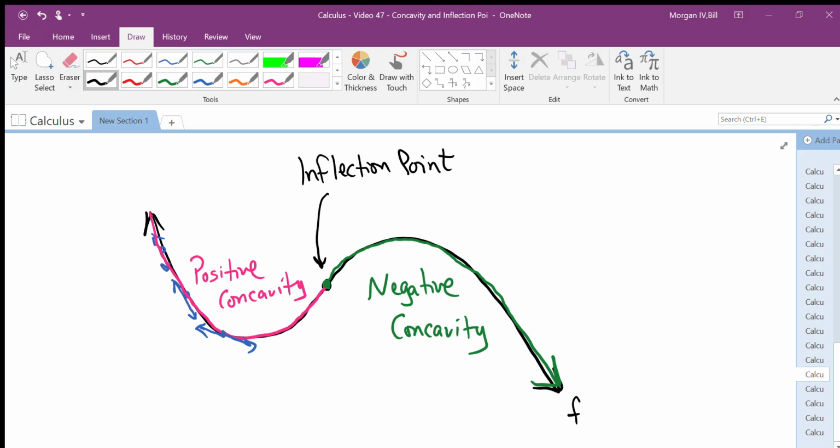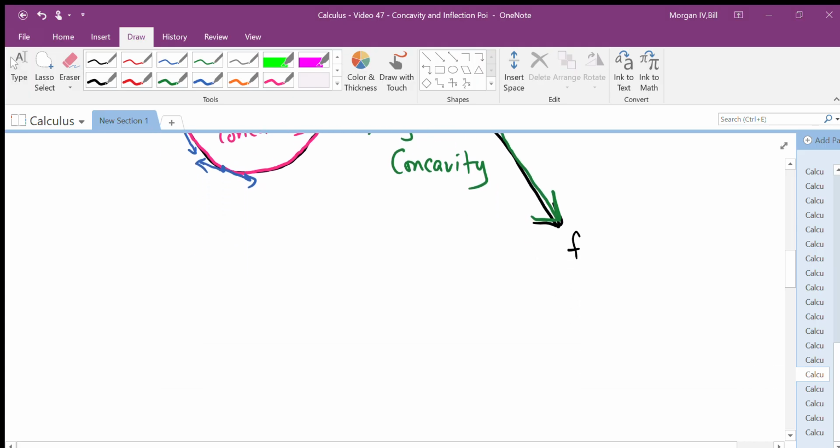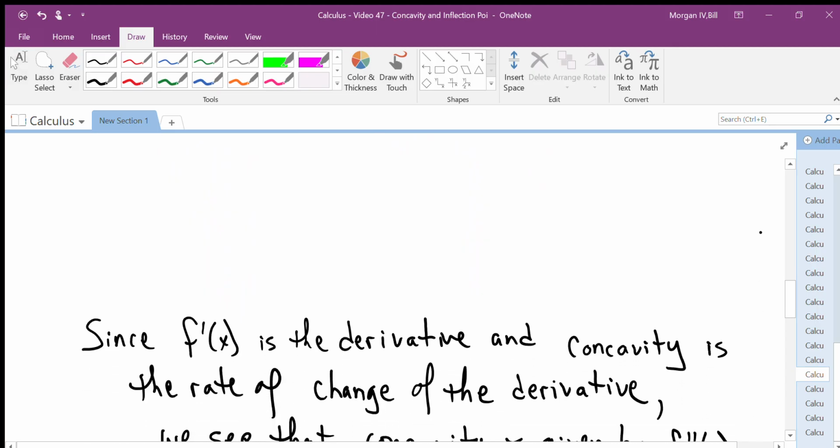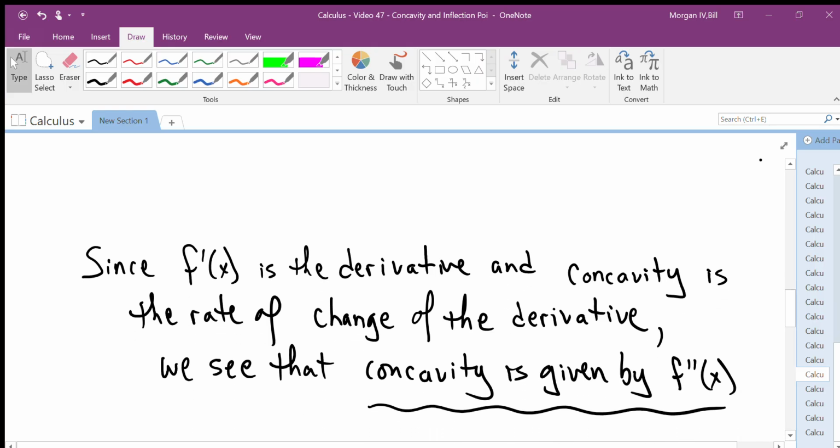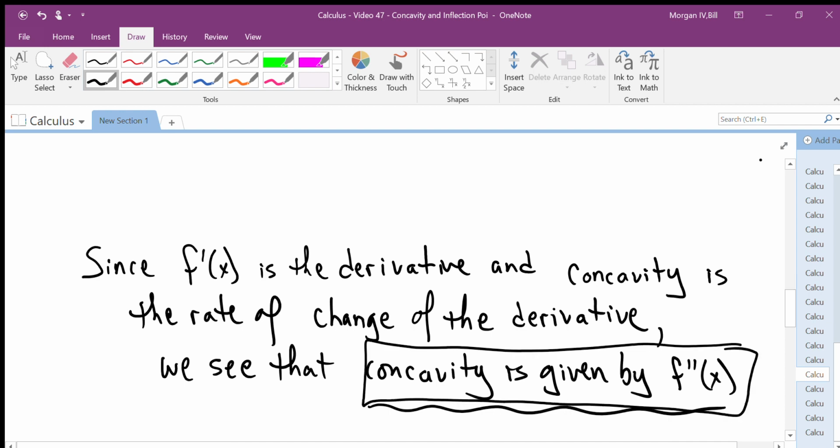Remembering that concavity is the rate of change of the derivative. Well, since f prime is the derivative, and concavity is the rate of change of the derivative, the rate of change of something is actually the derivative of that thing. We see that the concavity is given by f double prime of x. The rate of change of the first derivative is the second derivative. So concavity is given by f double prime. We'll need to find the second derivative to find concavity.